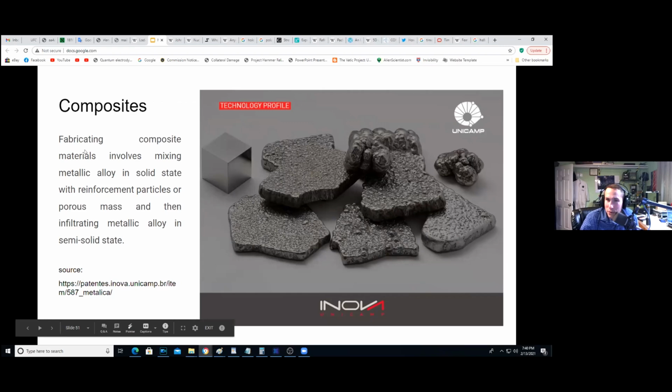Composites are fabricating materials that involve mixing a metallic alloy in a solid state with reinforced particles or porous mass, and then infiltrating metallic alloy in the semi-solid state. So you can also mix different alloys with nonmetals and stuff. Lots of expansion room and inventive ideas for composites, and lots of room for invention there.